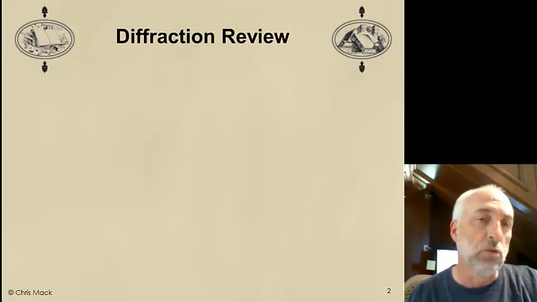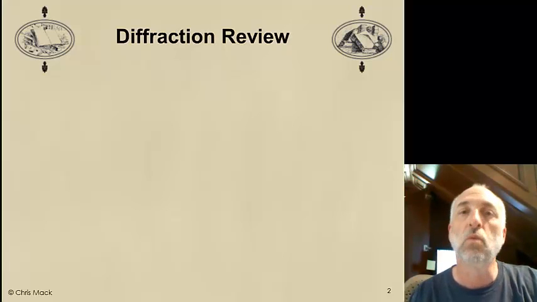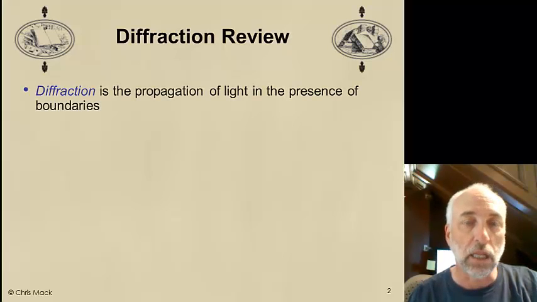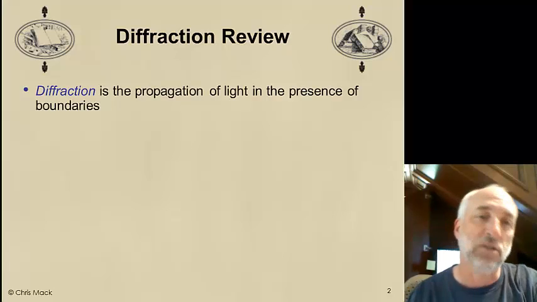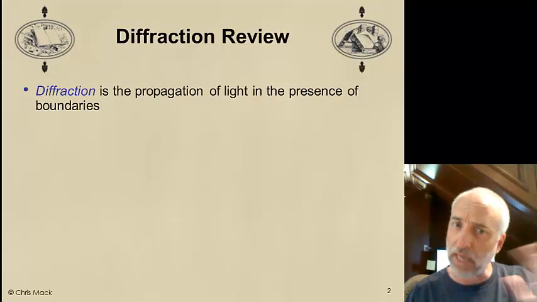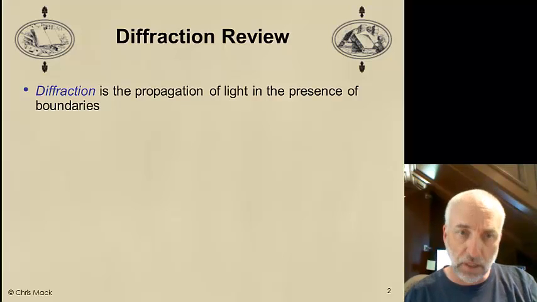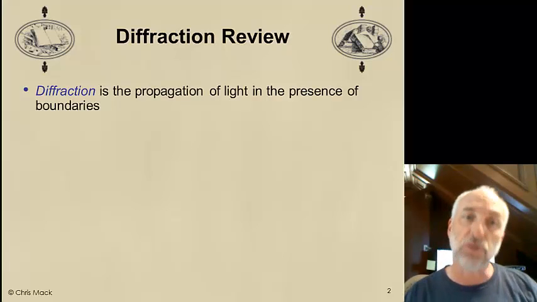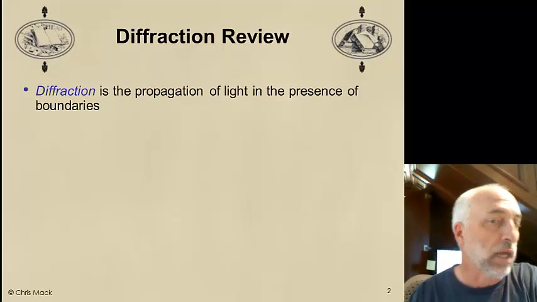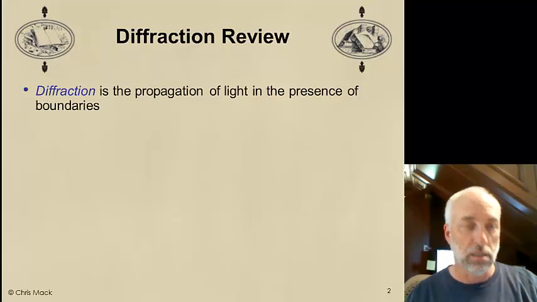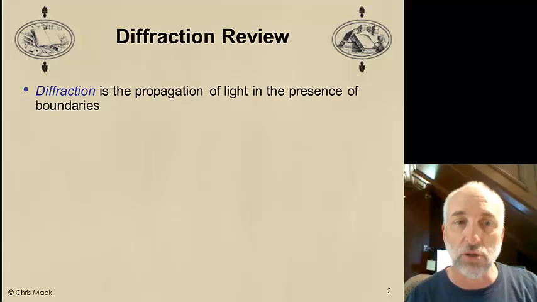Let's review a little bit about what we've learned about diffraction so far. Remember, when light passes through a mask pattern with all the edges and features of opaque and transparent regions on the mask, light propagates away from the mask towards the lens, and we call that propagation diffraction.